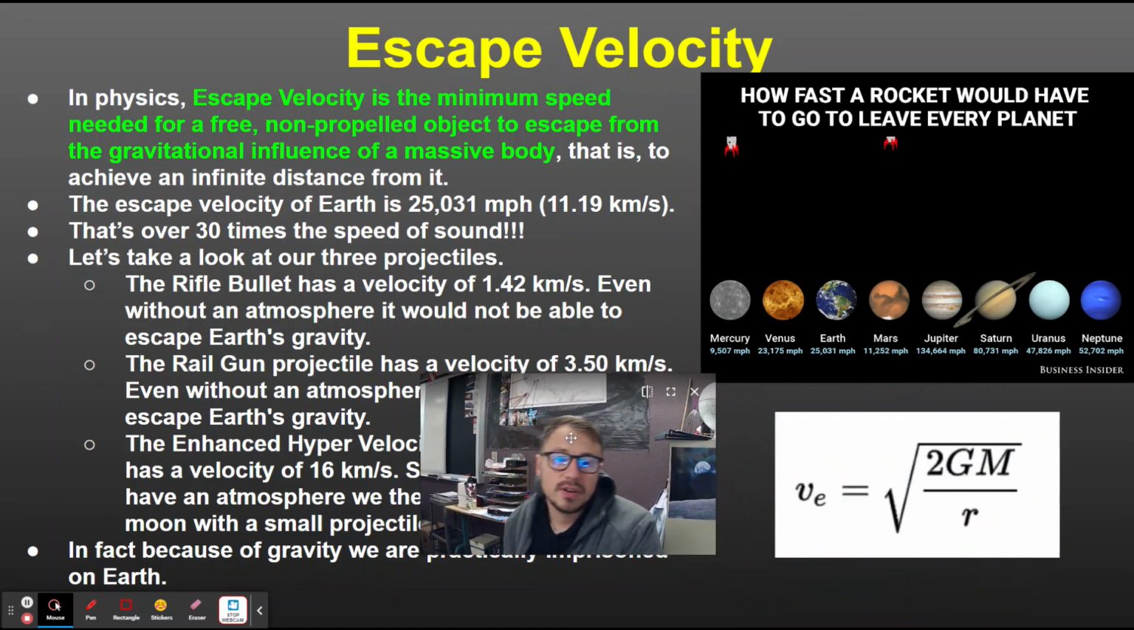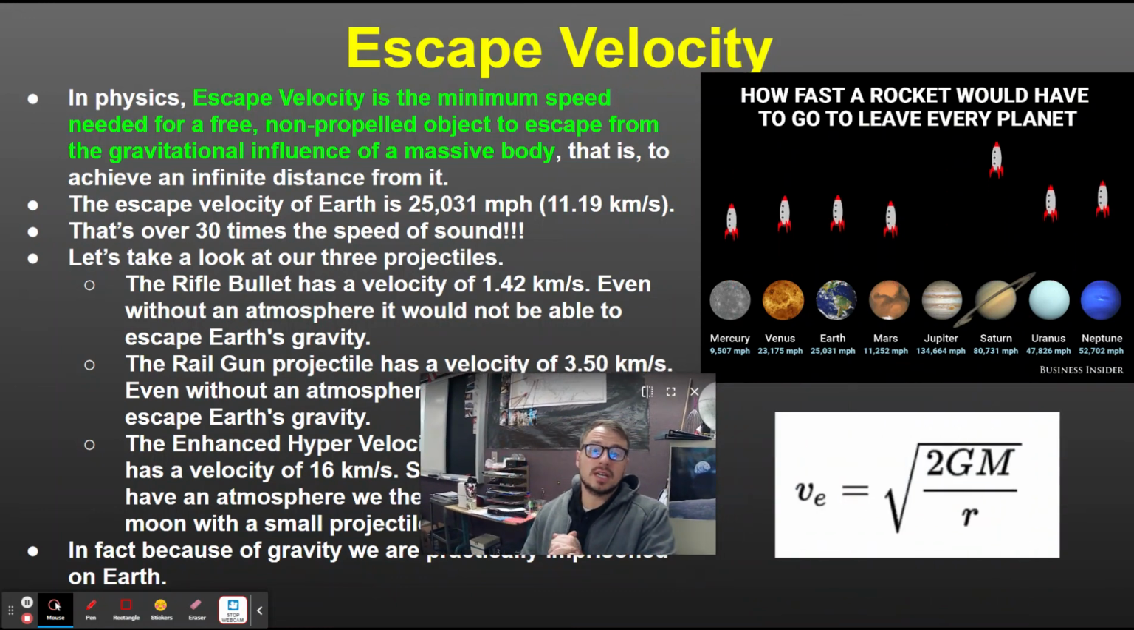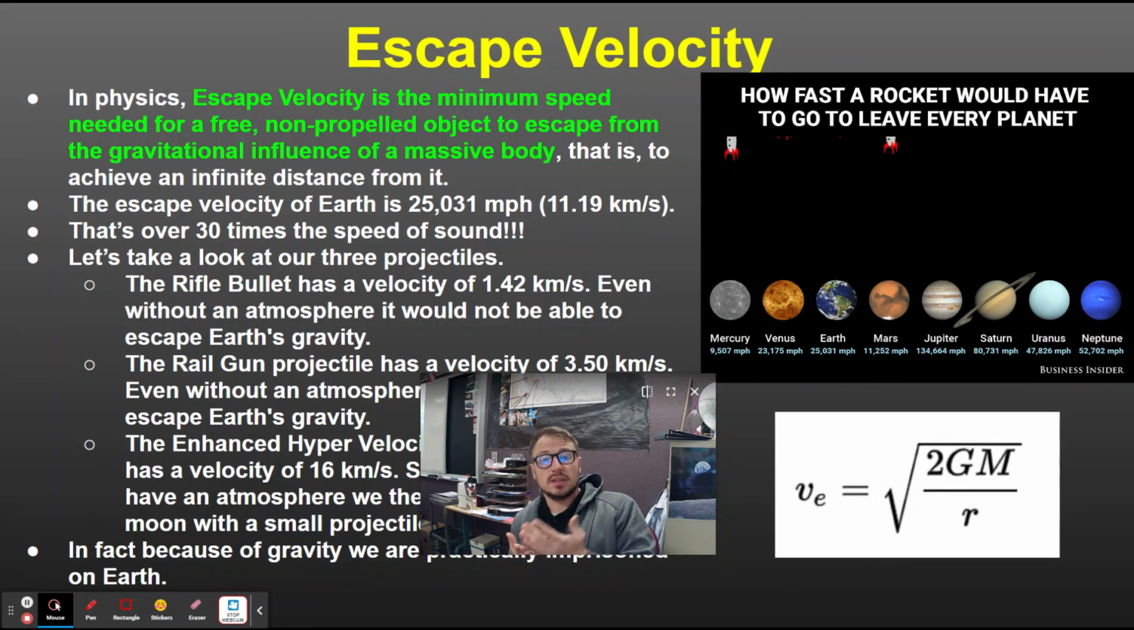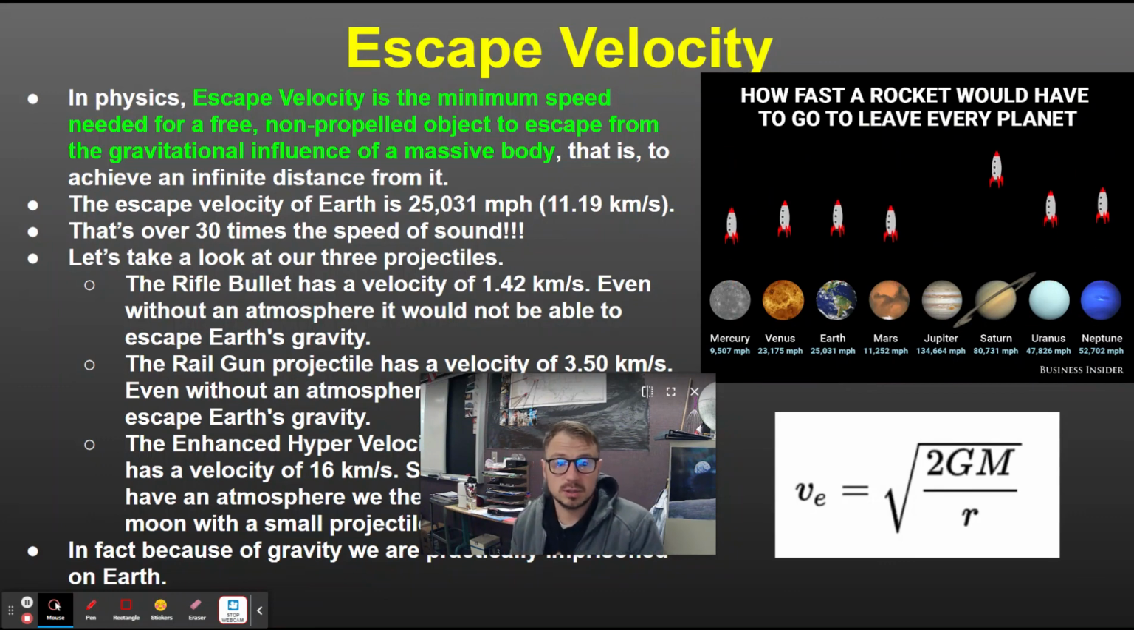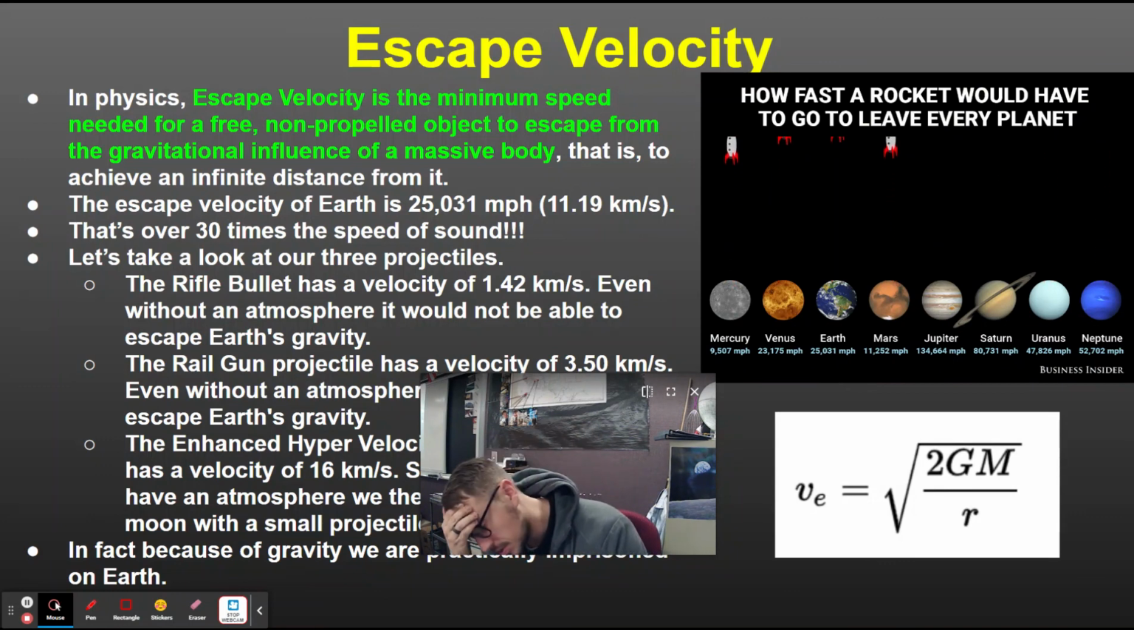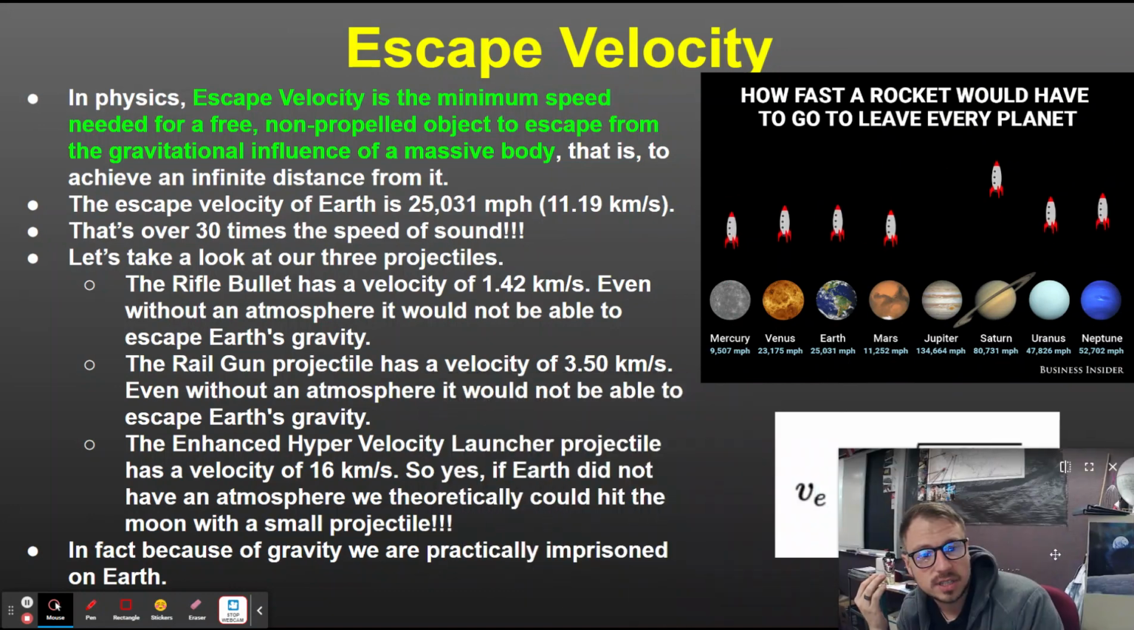But this just shows you how fast those rockets have to go in order to get to orbital velocity and eventually leave. Like the men that walked on the moon, they had to go this fast to escape the Earth's gravitational pull.